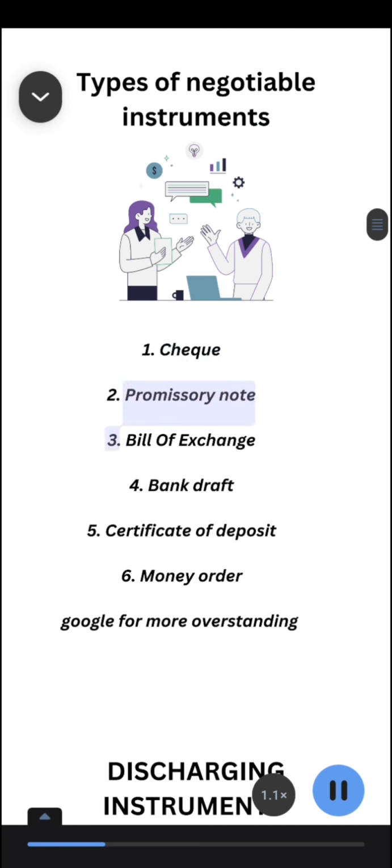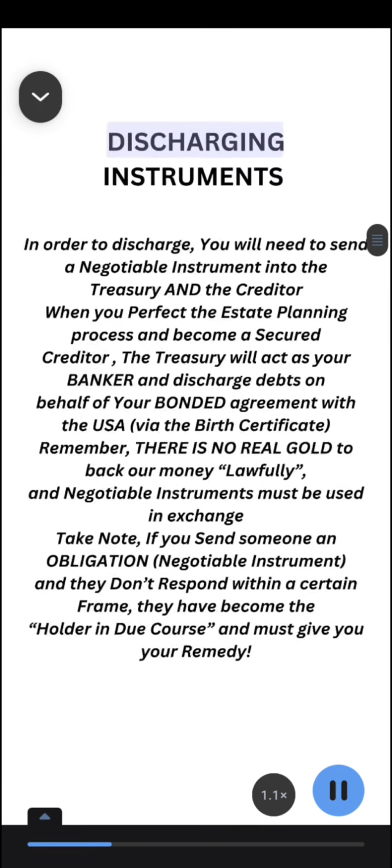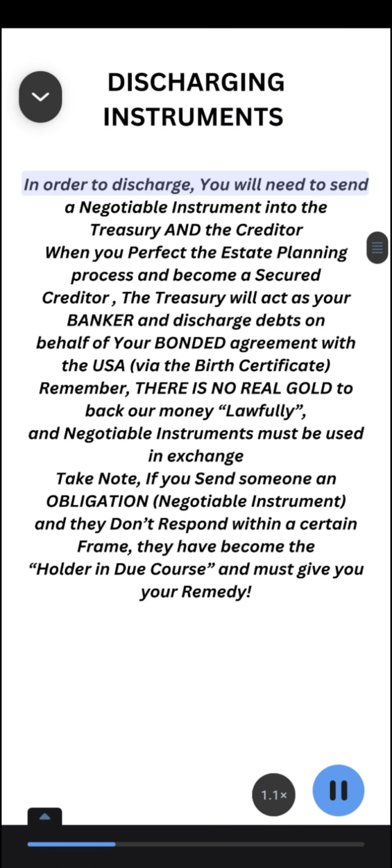Types of negotiable instruments. 1. Check. 2. Promissory note. 3. Bill of exchange. 4. Bank draft. 5. Certificate of deposit. 6. Money order. Google for more understanding.